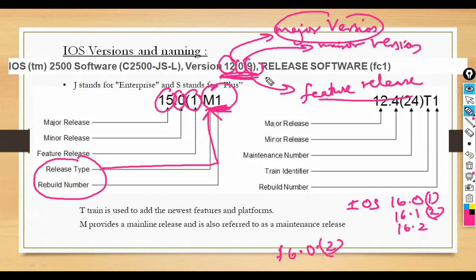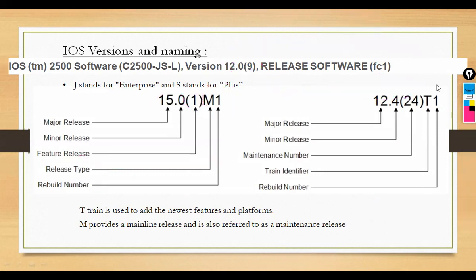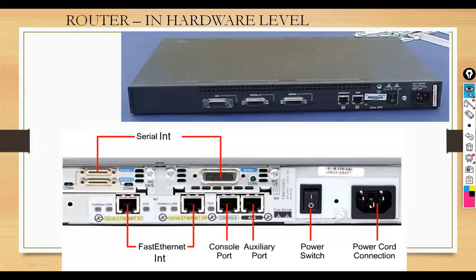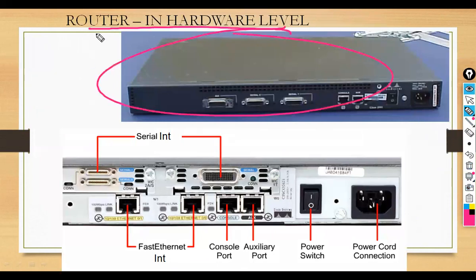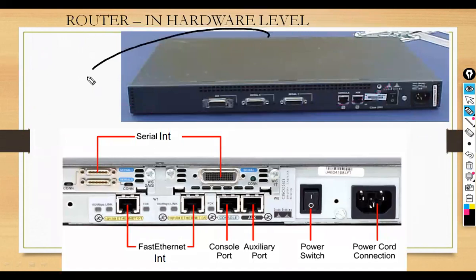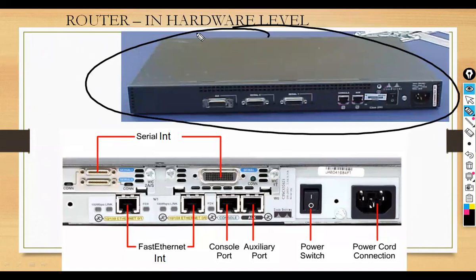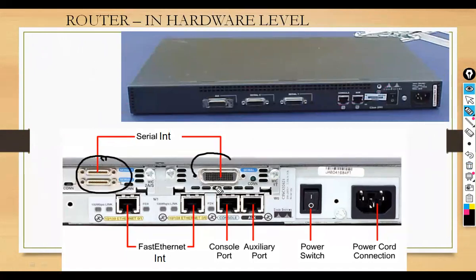Now that we have discussed iOS, the operating system, we are going to check the hardware. Hardware means, suppose this is the box here. The router is like a box, and you can see the routers downward. The box consists of many things.